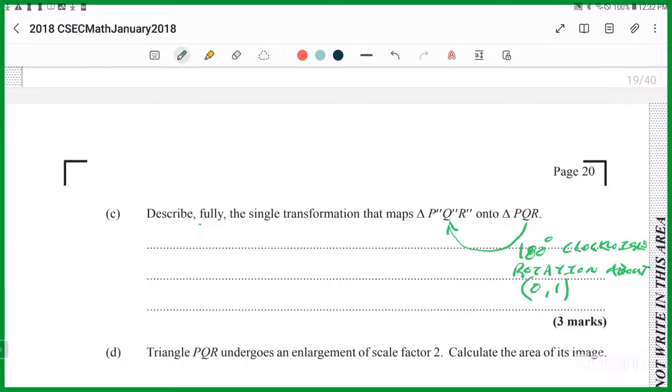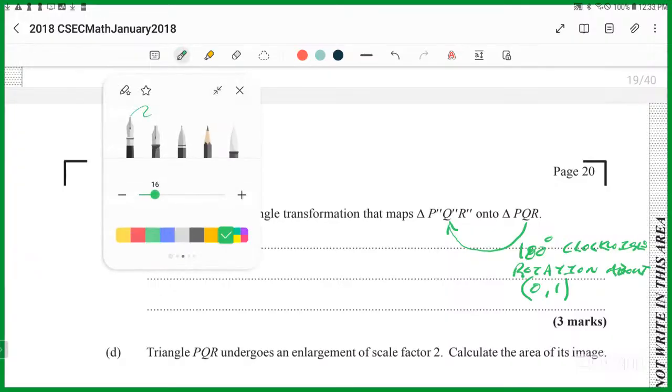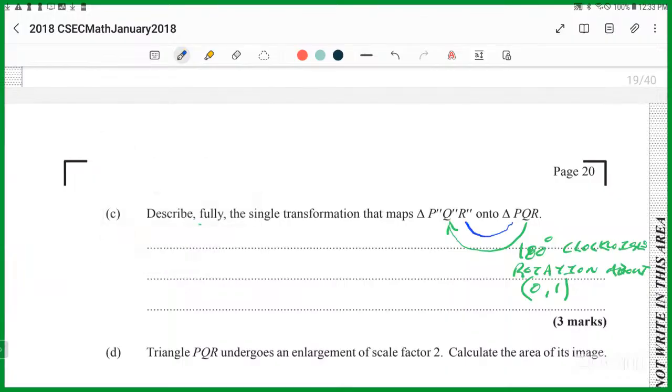But the question is asking us to go the other way. Let's put it in blue. It's asking us to go the other way. So we're doing the inverse of that green. The inverse of a rotation is a rotation in the opposite direction. Same angle, same center. Simple as that. So what we want is this in blue.